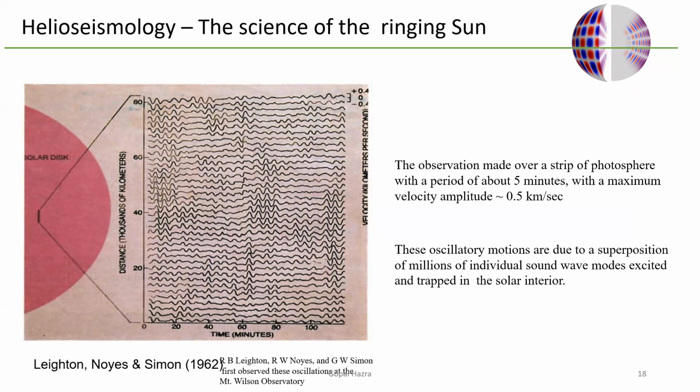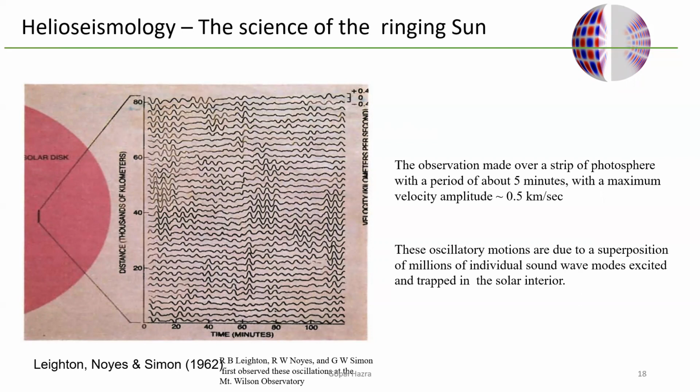So helioseismology, this is the figure I'm giving you from 1962. This is Robert Leighton. He is the person who first developed a Dopplergram at that time. He put a slit on the solar disk and looked at the Doppler shift. You know that when the velocity is coming towards you, the frequency increases, and when it is going away from you it is negative.